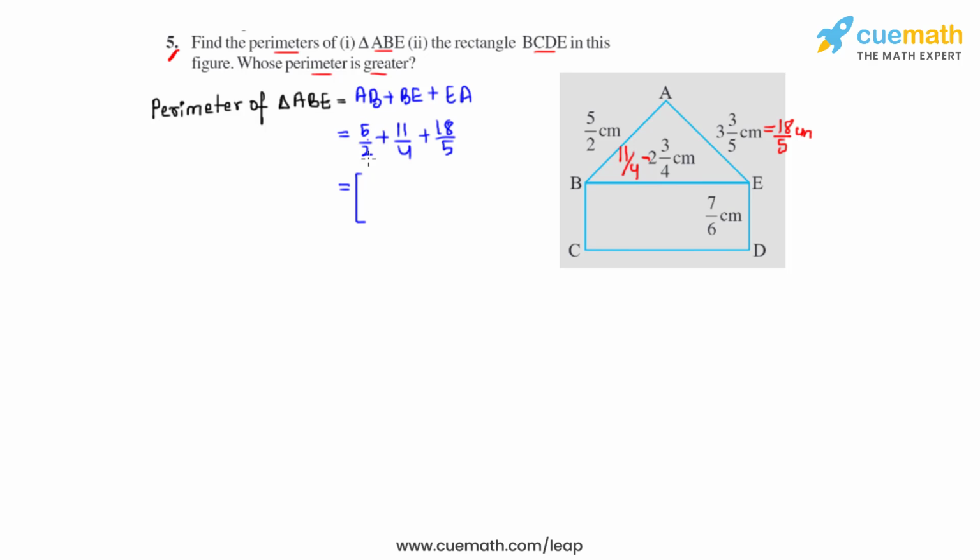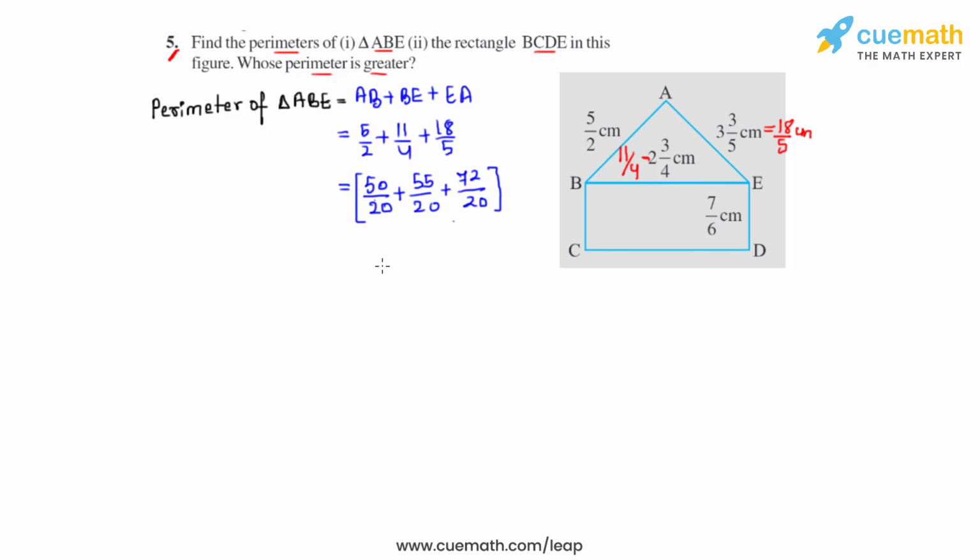To make the denominator for the first fraction 20, we'll multiply the numerator and denominator by 10. So we get 50 over 20. For the second fraction, to make the denominator 20, we'll multiply the numerator and denominator by 5. So we get 55 over 20. And for the third fraction, which is 18 over 5, to make the denominator 20, we'll multiply the numerator and denominator by 4. So we get 18 times 4 divided by 5 times 4. So that gives us 72 by 20.